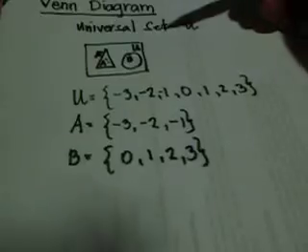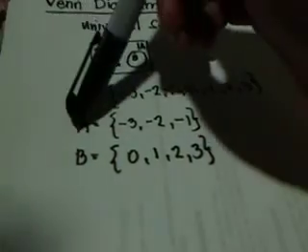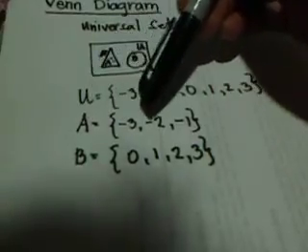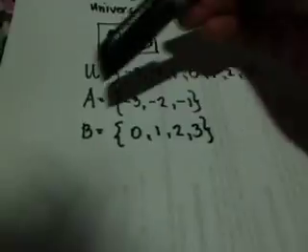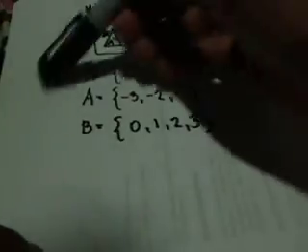And always remember that the universal set U contains all the elements of the subsets A and B, wherein the elements of A are negative 3, negative 2, negative 1, and the elements of B are 0, 1, 2, 3. Now, with this information, how are we going to make a Venn diagram? This is how you are going to make a Venn diagram.